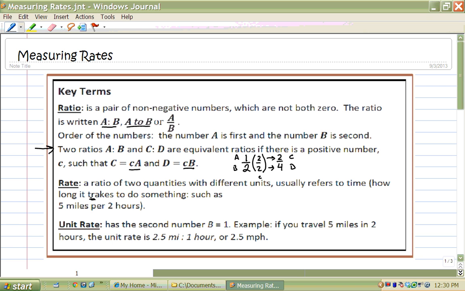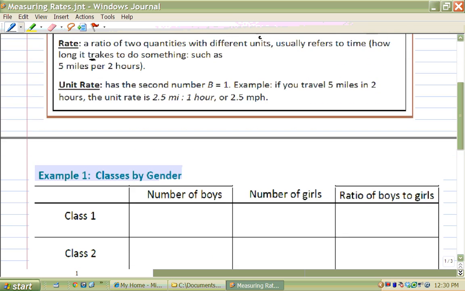Example, if you traveled that same one that I had, the 5 miles in 2 hours, then what you want to know is how far did you travel in 1 hour. You want to get that B value equal to 1. And it would be 2.5 miles in 1 hour, or 2.5 miles per hour. Okay? Now let's move on to some examples.